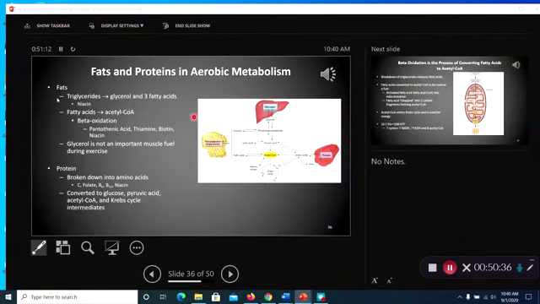Fats, proteins in aerobic metabolism. So if you're looking at fats, when we're talking about fats, typically we're focusing on triacylglycerides or triglycerides.